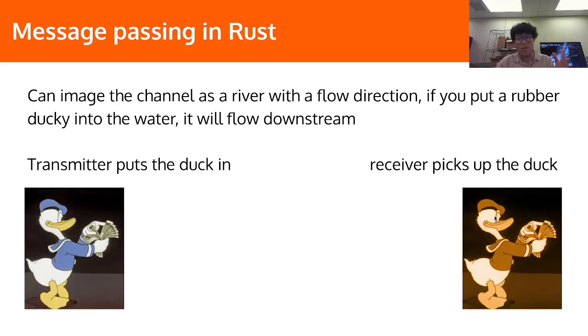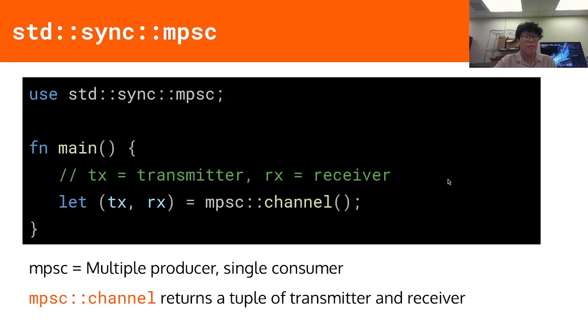Okay, these are all pretty simple concepts so far. So let's look at how to actually program it in Rust. In Rust, you use the standard library. There's this thing called mpsc, and mpsc stands for multiple producer, single consumer. The idea here is that I can have multiple senders of data, and only one thread can receive the data. So multiple threads can send data, and only one thread can receive.